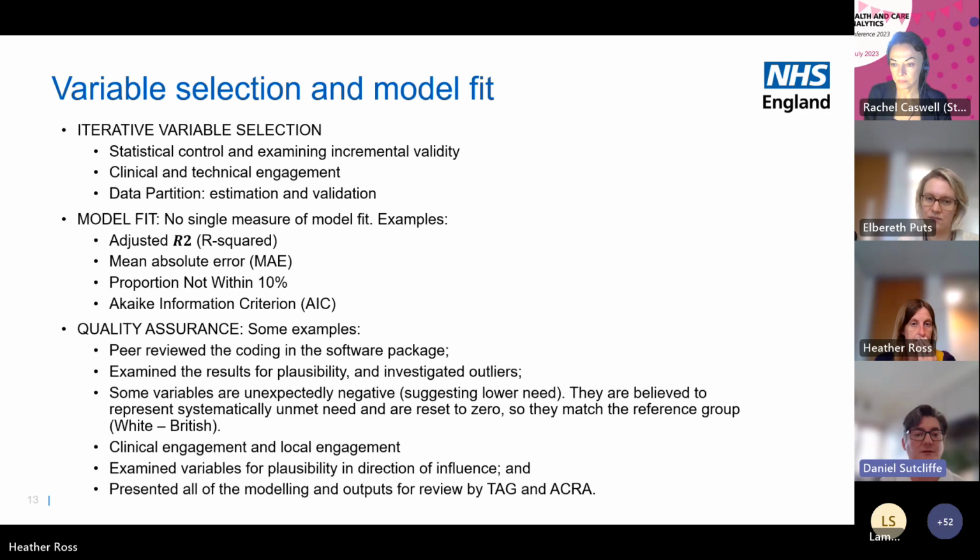We look at the plausibility of results. So, for example, the size of the coefficient and the direction of the coefficient: does it make sense from a face validity perspective? Outliers are also investigated. As I just mentioned, we look at the direction of variables, and sometimes they are unexpectedly negative. For example, ethnicity: when we look at mixed ethnic groups, the models seemed to suggest that there was lower need for general and acute healthcare for people with mixed ethnic groups. And there was this very definite trend that this was happening.